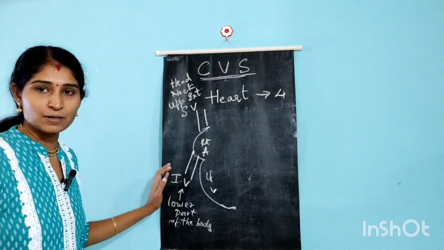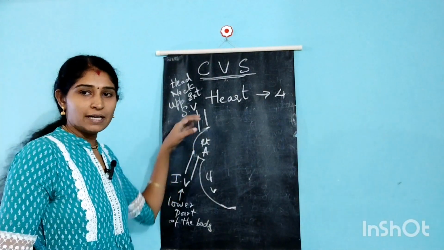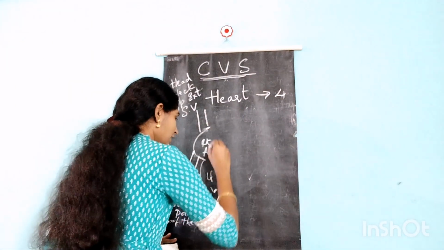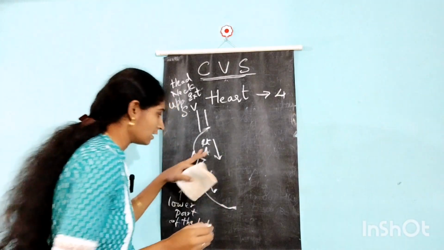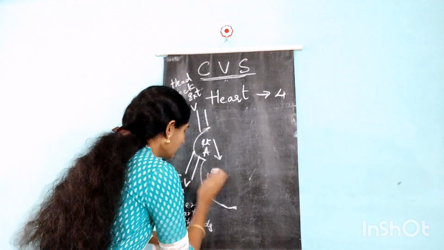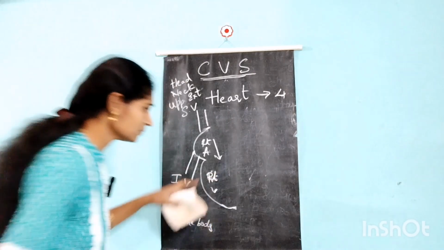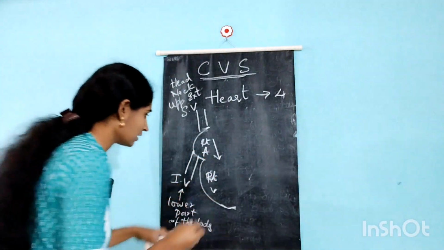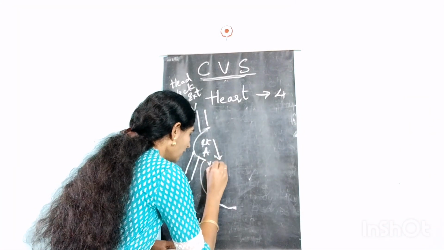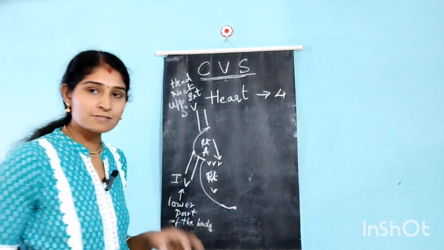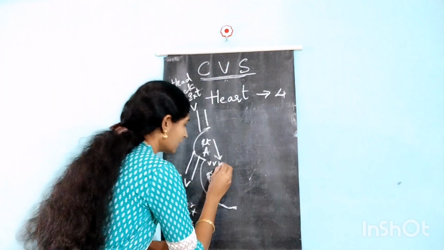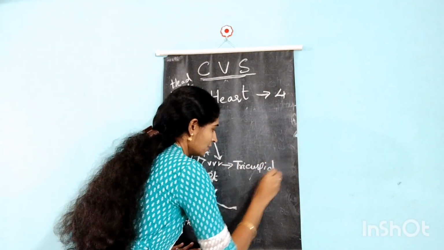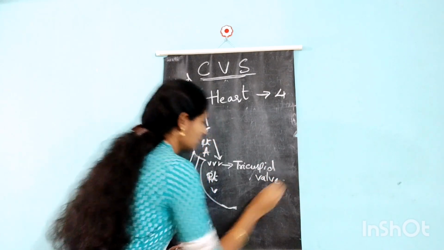These 2 are the vessels which bring the deoxygenated blood into the right atrium. Then from the right atrium, the deoxygenated blood moves into the right ventricle. There is a valve here. How many valves? 3 valves. So it is called the tricuspid valve.